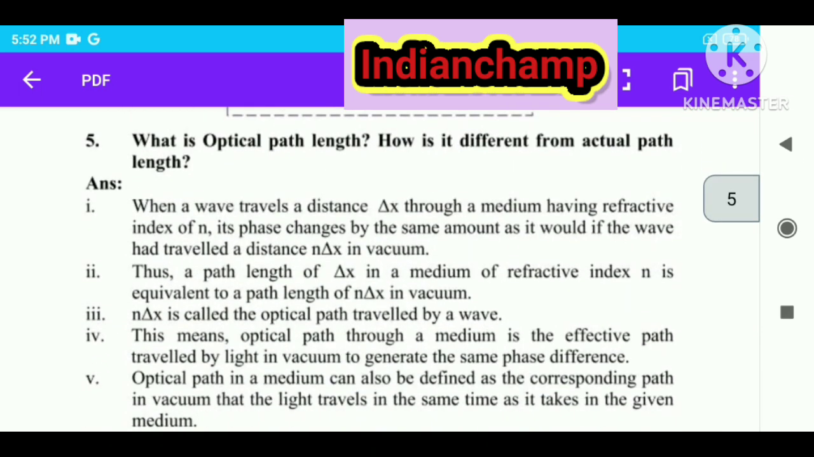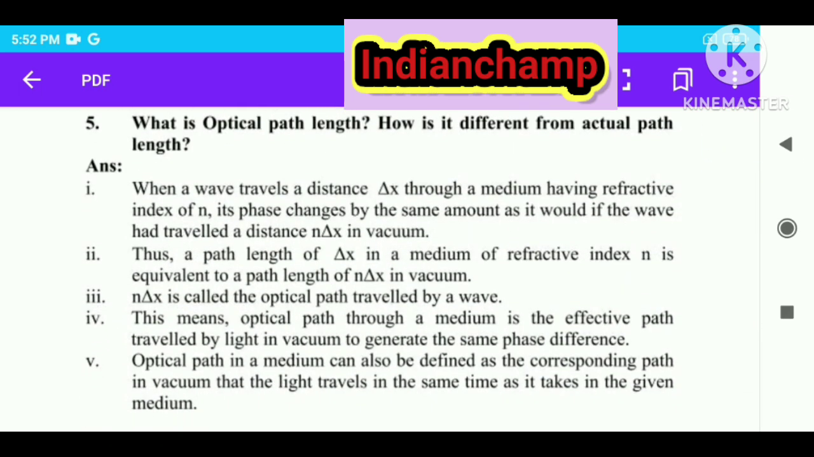Question number five. What is the optical path length? How is it different from actual path length? Answer: first, when a wave travels a distance delta x through a medium having refractive index n, it undergoes the same phase change as it would if the wave had traveled a distance n delta x in vacuum.